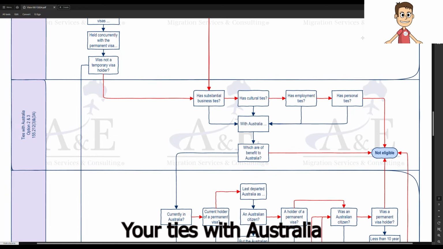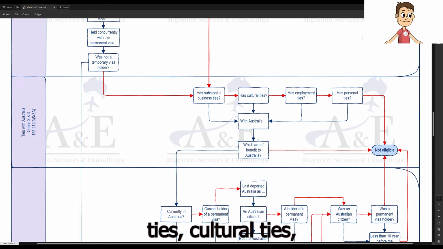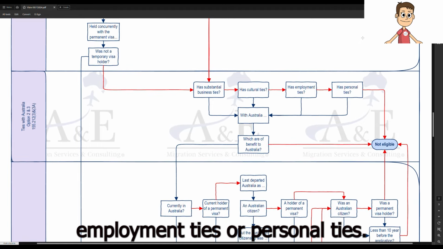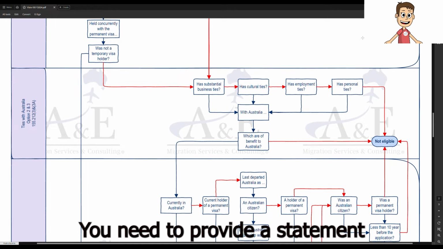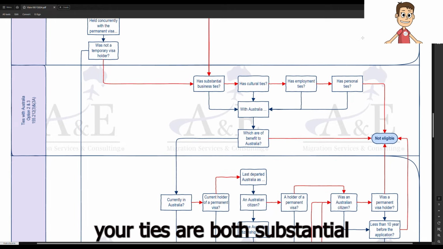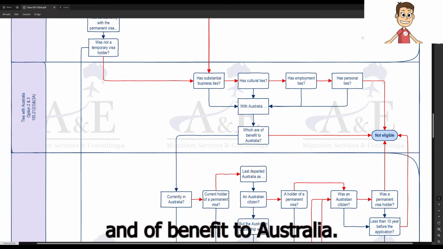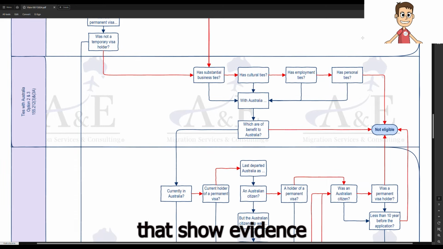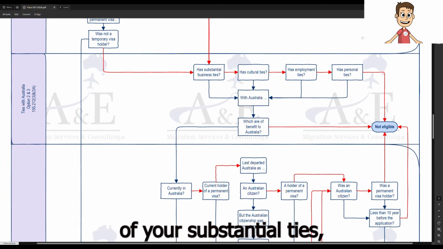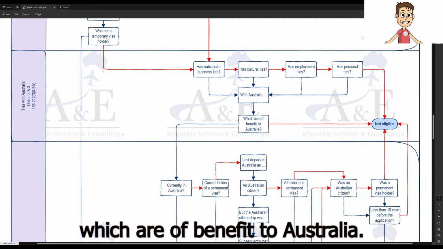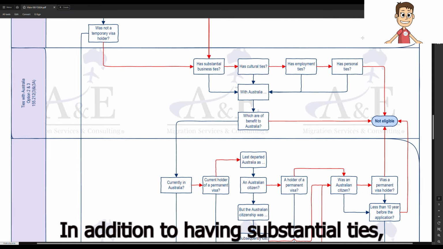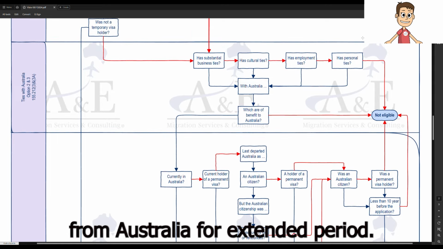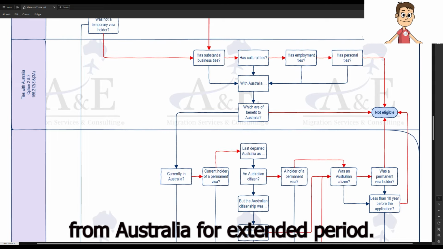Your ties with Australia can be business ties, cultural ties, employment ties, or personal ties. You need to provide a statement that shows your ties are both substantial and of benefit to Australia. You must provide documents that show evidence of your substantial ties which are of benefit to Australia. In addition to having substantial ties, you must not have been absent from Australia for an extended period.